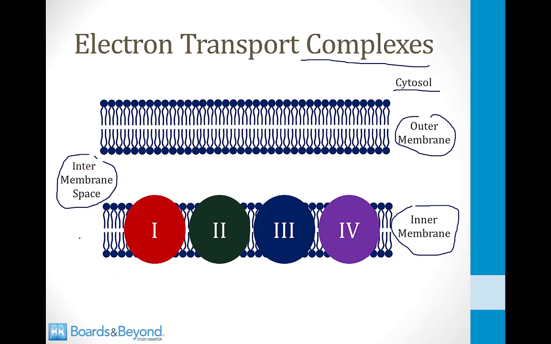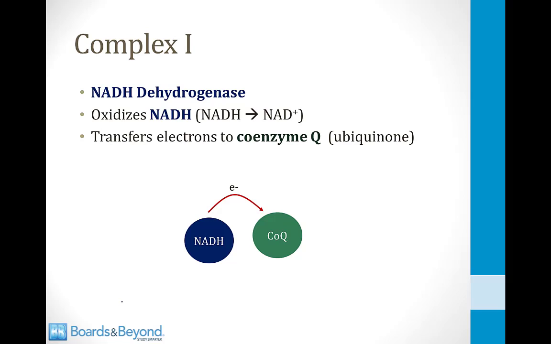They're embedded in the inner membrane, and they each play an important role in extracting energy from the electrons in NADH and FADH2. And what I'm going to do in the next few slides is talk about each of these complexes one at a time and what they do in electron transport. So let's start with complex 1. This is also called NADH dehydrogenase. One of the most confusing things about electron transport is that all the elements have more than one name, and you have to know both names.